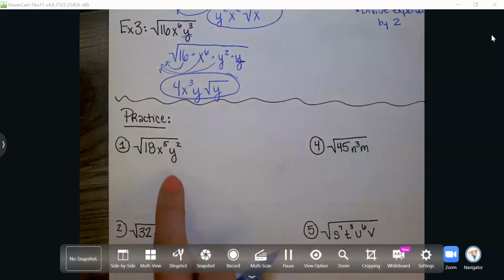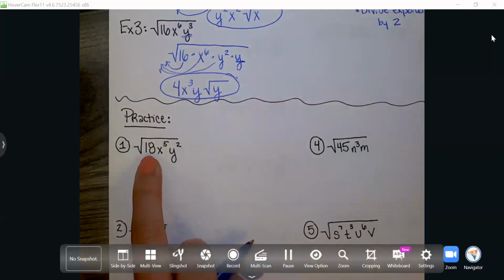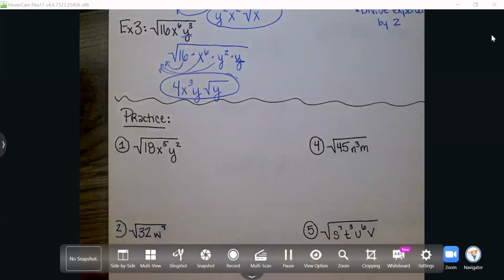Pause and see if you can do question number 1. Break down into perfect squares and even exponents.